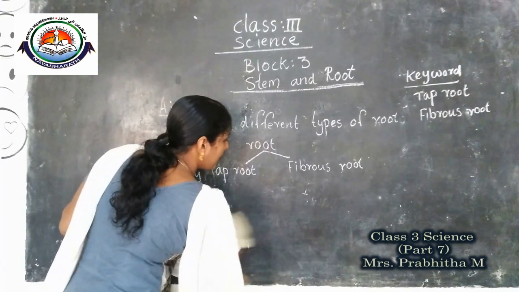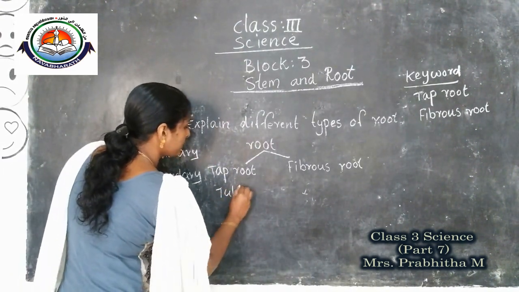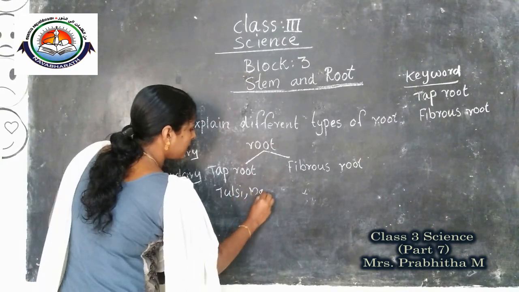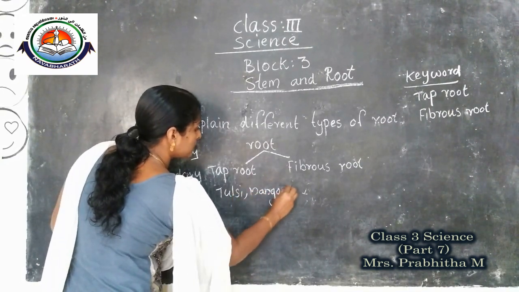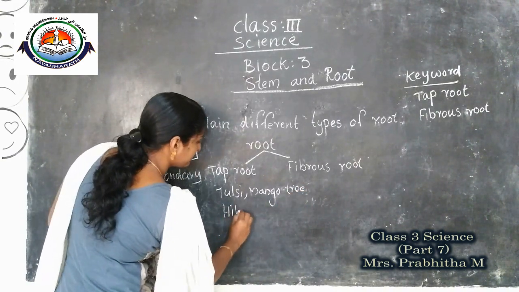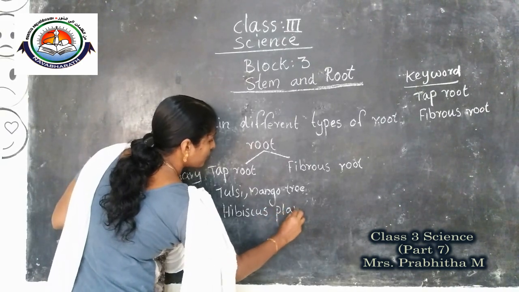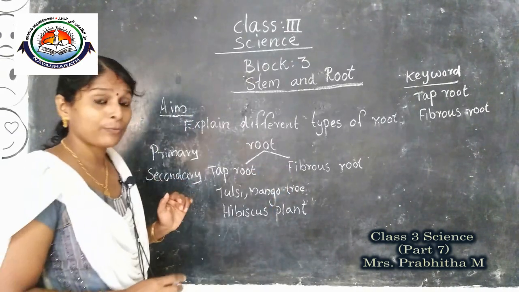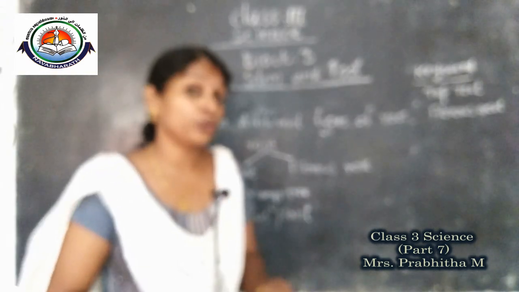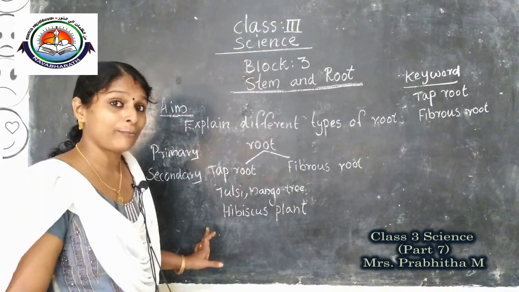Examples for tap root: tulasi, then mango tree, hibiscus plant, all having tap root. How can we draw tap root? I will show you how to draw the tap root. I think everybody understood about tap root.